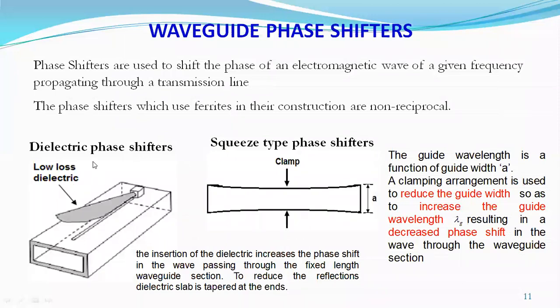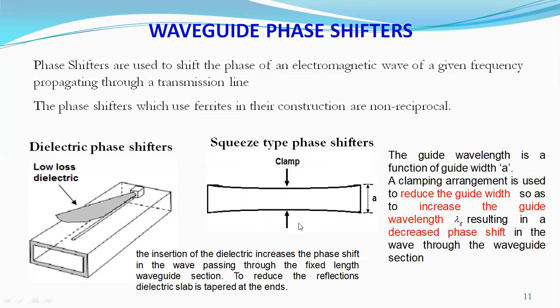So the dielectric phase shifter. Now see, same as our resistor card type attenuator, here I'm inserting the dielectric material. The dielectric slab is inserted from the broader side of the rectangular waveguide to provide the phase shift. The phase shift depends upon the material and also depends upon the depth of the penetration. Now see, the diagram is the same as our variable resistor card type attenuator, so the same thing is used here also. Then coming to the squeeze type phase shifter.